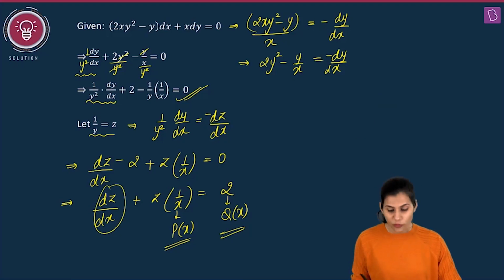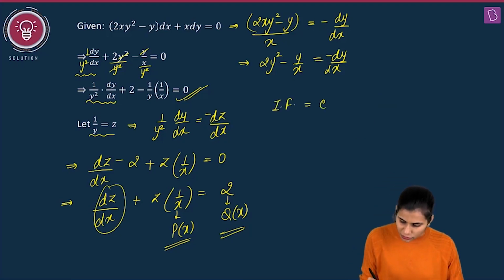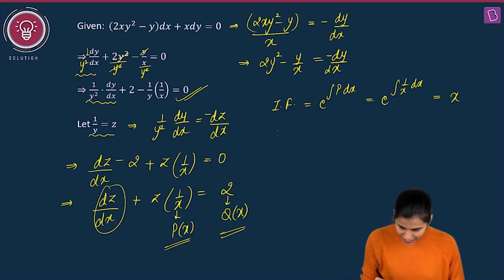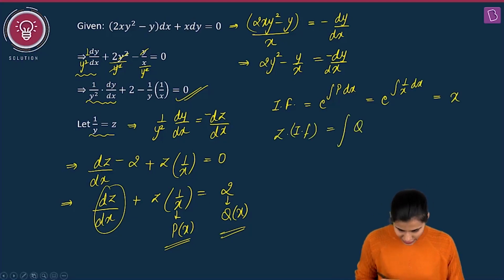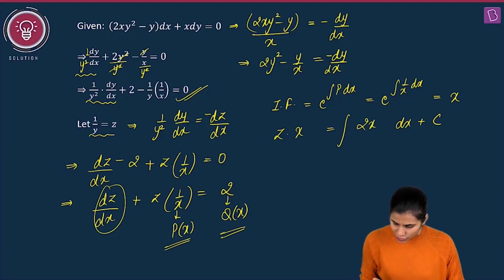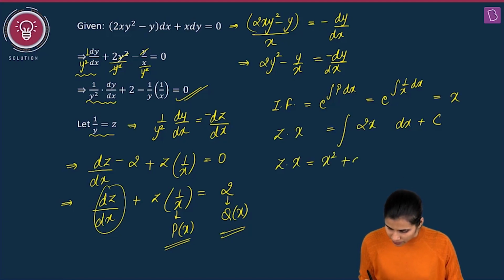You have to compute first of all the integrating factor, which is e to the power integration of p dx. This is e to the power integration of 1 by x dx, which is e to the power ln x. You're just left with x. So your solution will be what? z into integrating factor equals integration of q into integrating factor dx plus constant of integration. Q is 2, integrating factor is x, so this will become 2x. So what are you getting? z into x is 2x square by 2, which is just x square plus c.